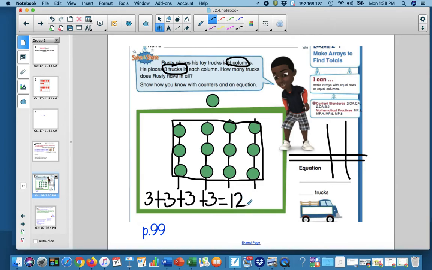I could write another number sentence that's a repeated addition sentence. Can you think of a different way we could write the repeated addition sentence? Another way we could write it is by going by the rows. So there are 4 in each row, and there are 3 rows. So we would have 4 plus 4 plus 4, and that equals 12. And remember, we need to put a unit on it. It's not just 12, it is 12 trucks that Rusty has.